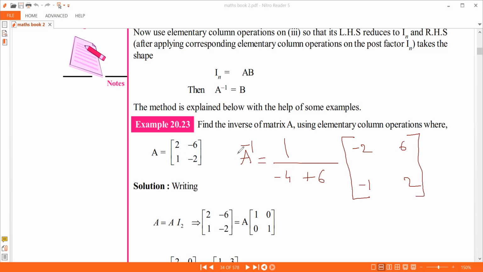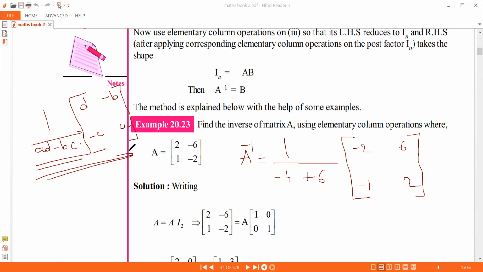Okay. AD minus BC you find out. 1 by AD minus BC, D, A, minus B, minus C. This is what we have to do. Use the shortcut at first to solve the problems. First, let's solve 2 by 2. They're clubbing everything together. It should not be done. First, they have to teach this. Then the elementary operations. It is the other way it is done.